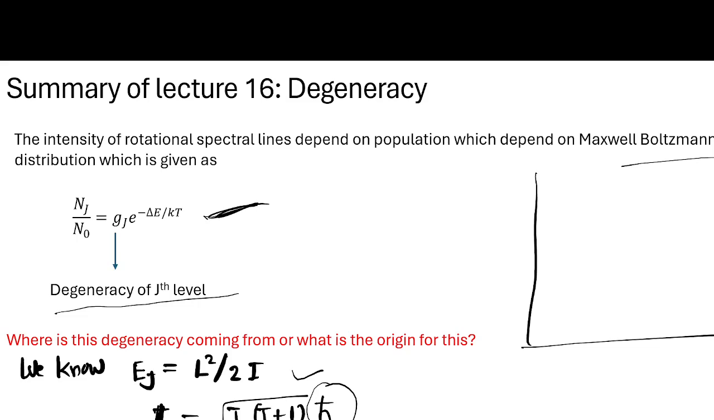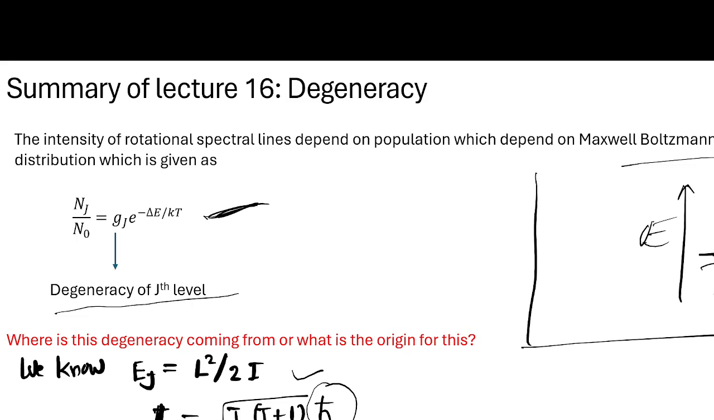which will have similar energy. So what is the meaning of degeneracy? Let's say I draw an energy level diagram here. Let's say this is the energy level, and here we have two energy levels. These two energy levels have the same energy, so we call them degenerate. Now here the degeneracy is coming because of the direction of rotation, the direction of angular momentum.